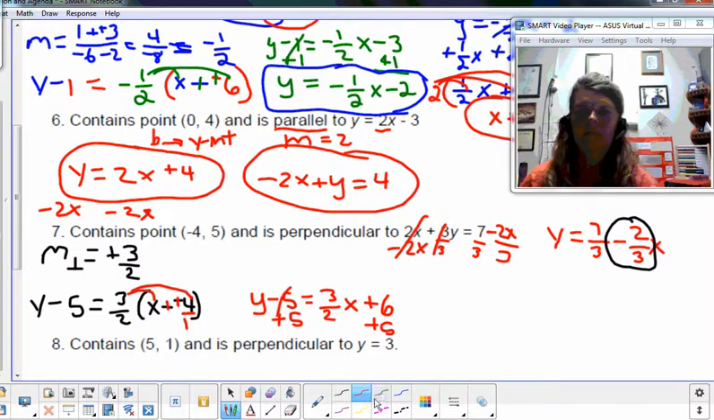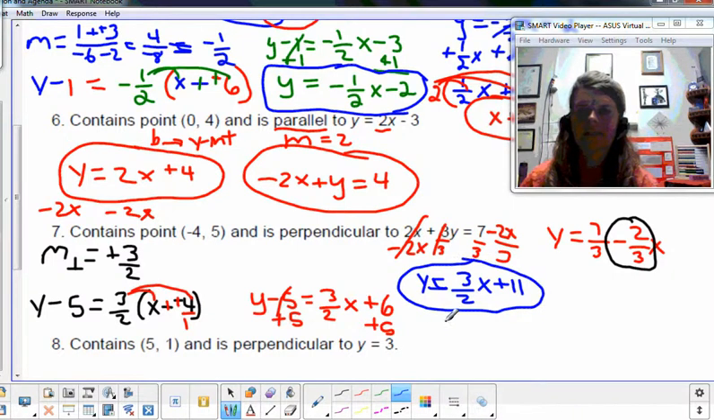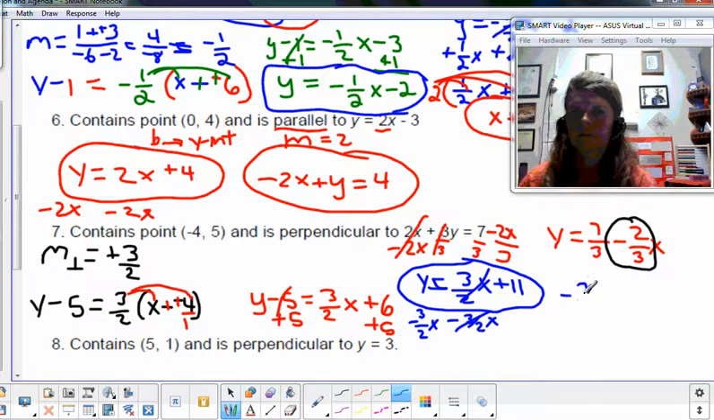We get, in slope-intercept form, y equals 3/2 x plus 11. Okay, so that's one of our answers. Now, again, we have to minus the 3/2 x to both sides to get it in standard form. So you get negative 3/2 x plus y equals 11.